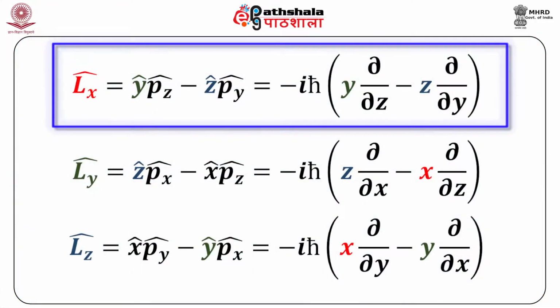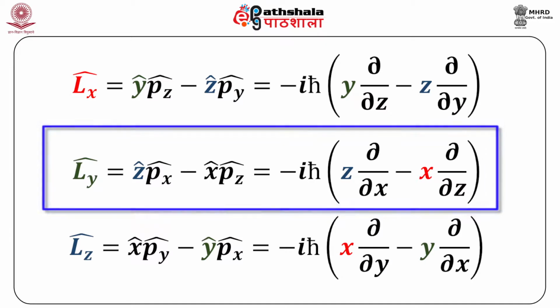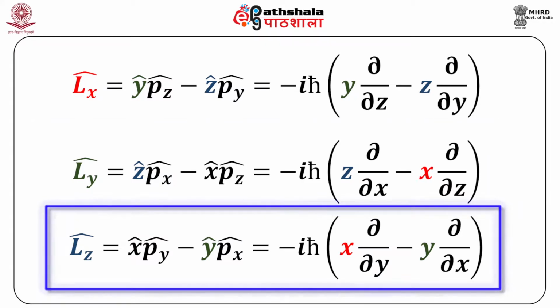The Cartesian components of angular momentum operator are as follows: Lx caret, that is the angular momentum component in x direction, is equal to y caret pz caret minus z caret py caret, which is equivalent to minus iota h cross (y ∂/∂z minus z ∂/∂y). Similarly, we have Ly component, that is the component in y direction, as z caret px caret minus x caret pz caret, which is equal to minus iota h cross (z ∂/∂x minus x ∂/∂z). And likewise, we have the angular momentum component in z direction as Lz, which is equivalent to x caret py caret minus y caret px caret, which is equivalent to minus iota h cross (x ∂/∂y minus y ∂/∂x).